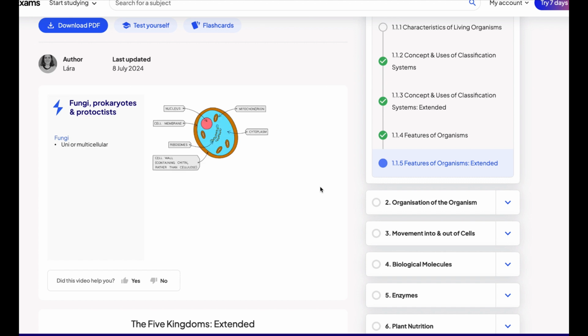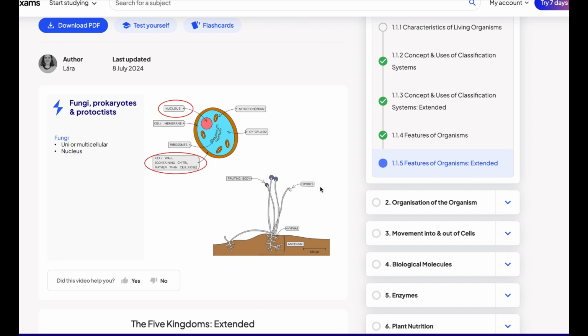Fungi can be single-celled, like yeast cells, or multicellular, like mushrooms. They are eukaryotic, meaning they have nuclei, and they have a cell wall, like plant cells. This is made of something different, and they do not photosynthesize, so are different to plants. They also feed off dead or decaying matter instead of eating like us.